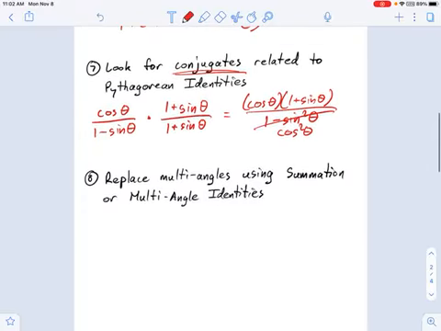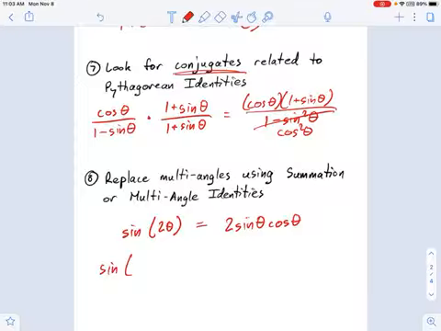And then this last tip right here is not terribly important. This is really a sometimes thing. If you have multi-angles, and we may not have gotten into these yet, but if you have the sine of 2 theta, okay, wouldn't it be nice to just call that this instead, 2 sine theta cosine theta? Remember that multi-angle identity?